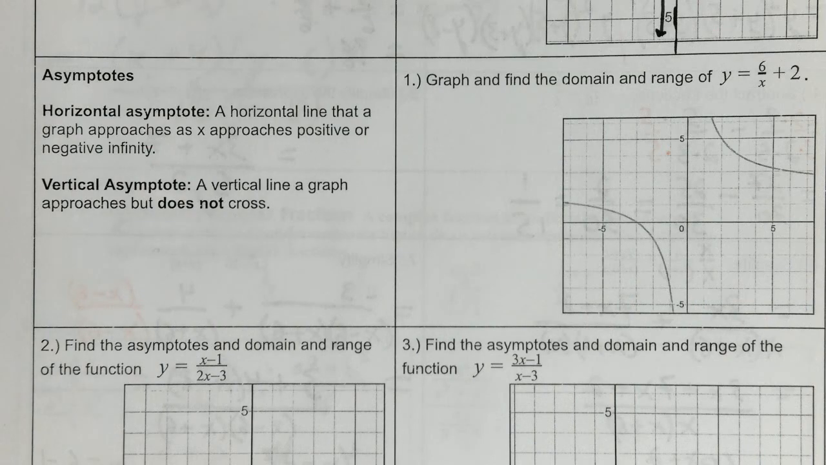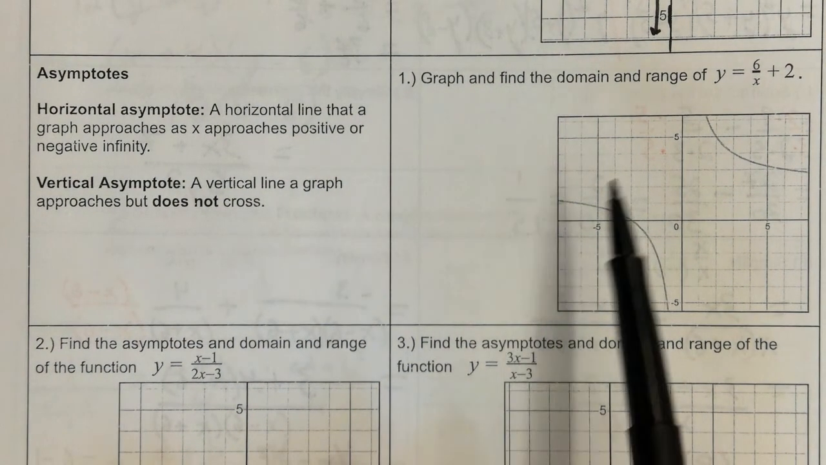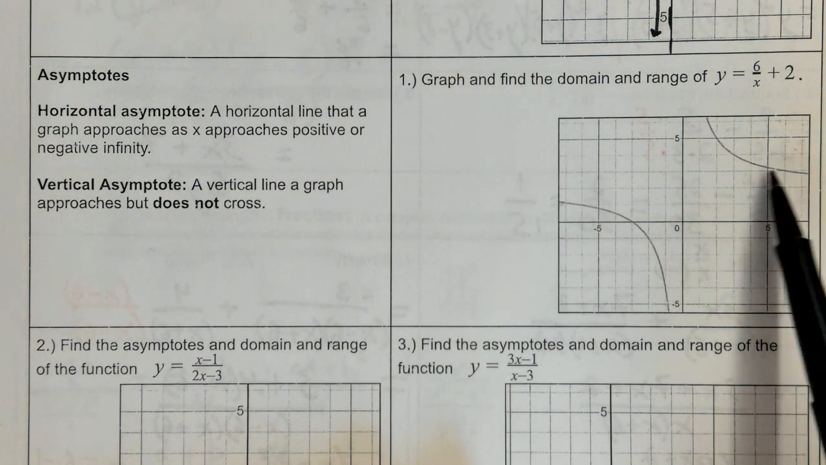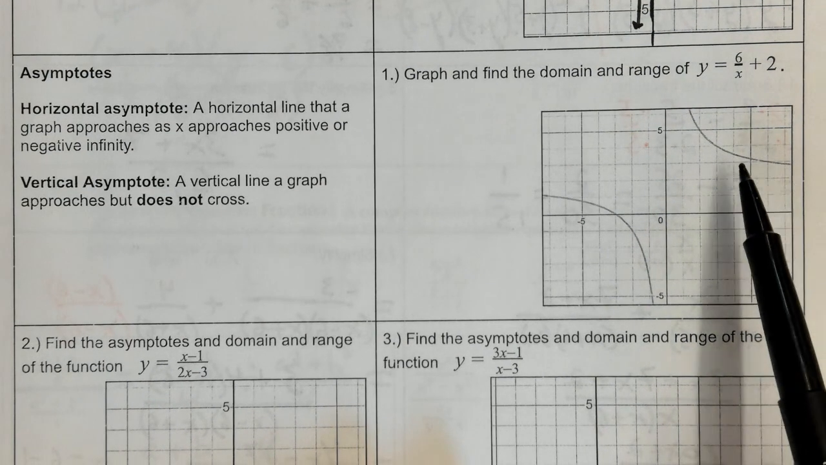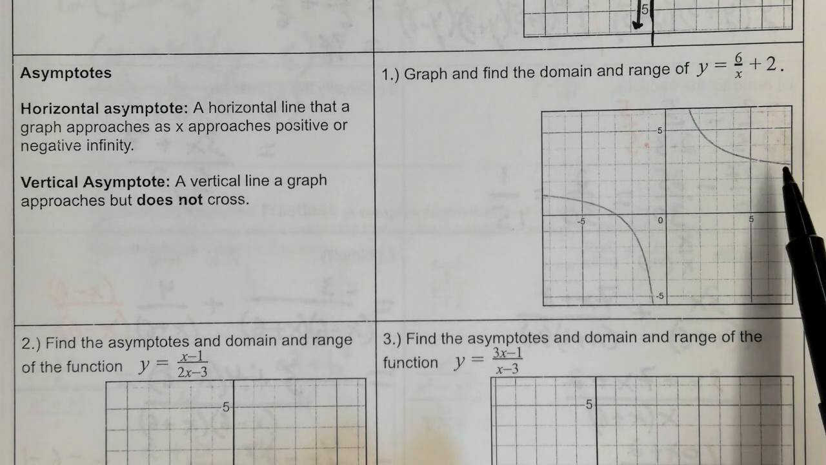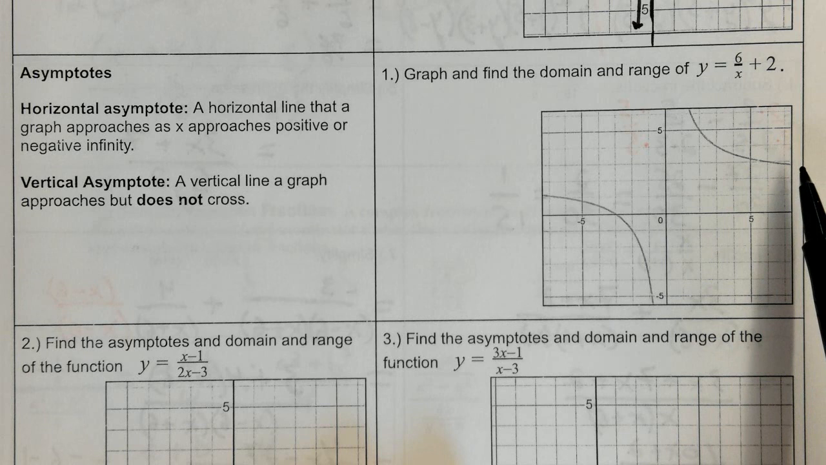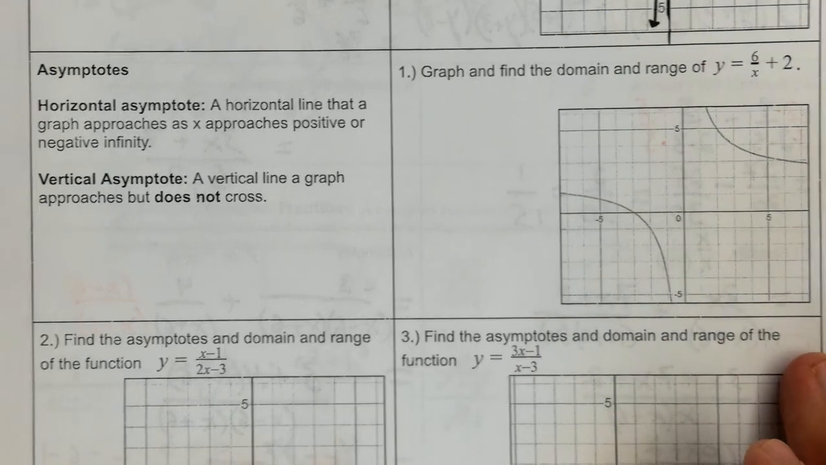But before we look at the graphs, let's talk about asymptotes a little bit more. A horizontal asymptote is a horizontal line that a graph approaches as x approaches positive or negative infinity. In other words, if we were to analyze the end behavior, which we talked about previously, the end behavior would be as x approaches infinity for this graph, for example, to the right. As x approaches infinity, y approaches 2. It gets closer and closer to 2. All right, that's a horizontal asymptote.